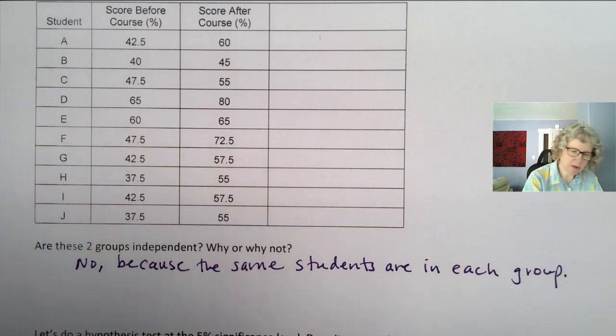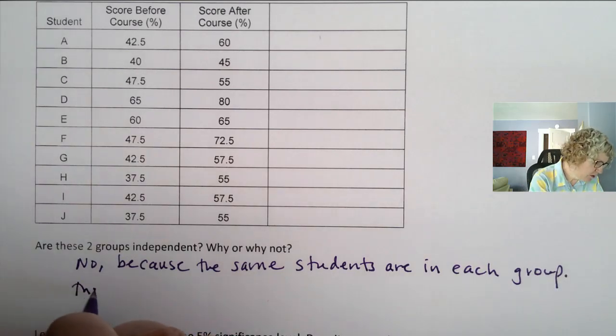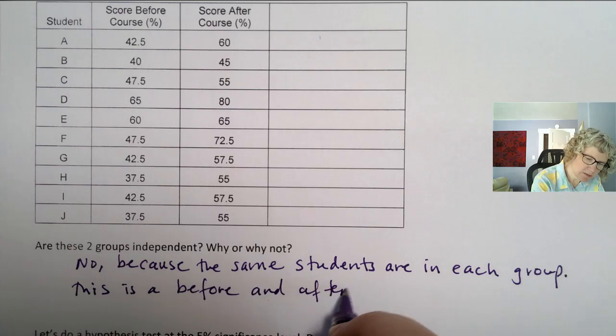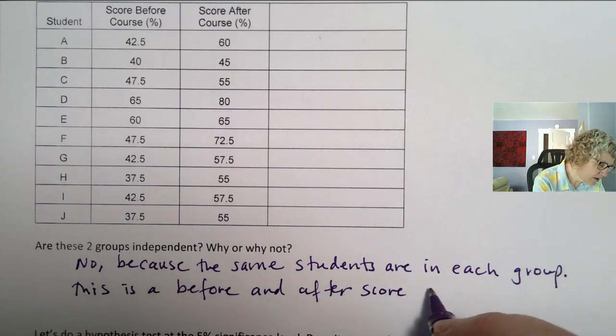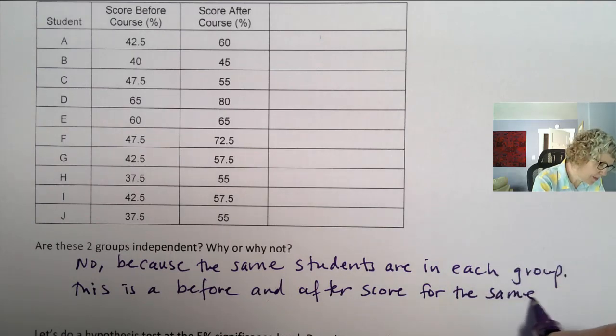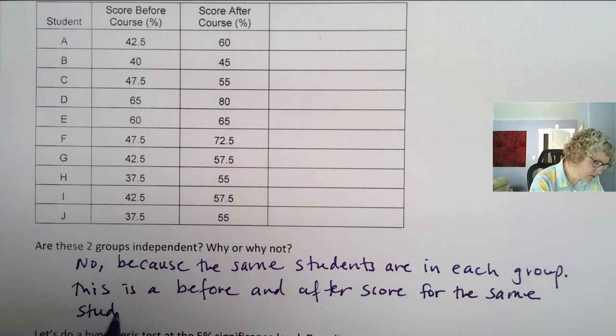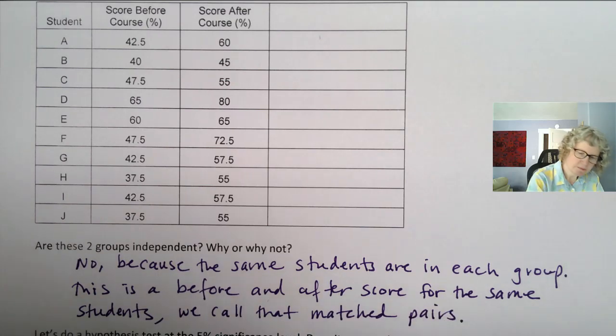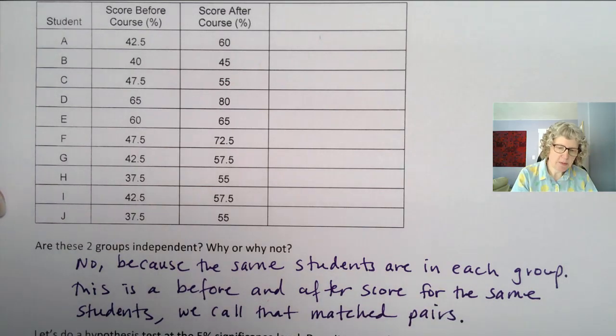Or we could say there's only one group. This is a before and after score for the same students. Okay, so we call that matched pairs. Okay, so this is one example of matched pairs.